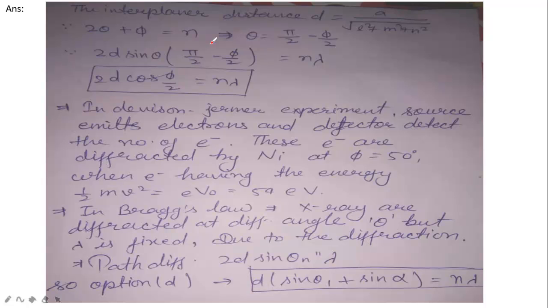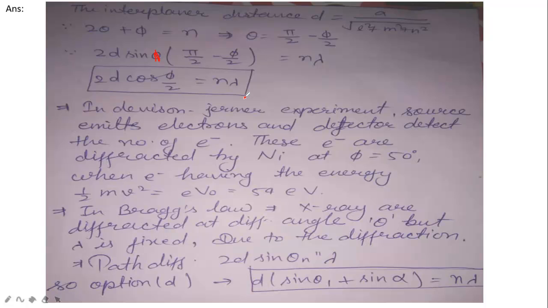And for these types of questions, the simple approach will be this. You have to solve these types of questions by using this one: 2 theta plus phi equals pi, where theta you will get as pi by 2 minus phi by 2. You will put in Bragg's law, instead of this theta, the value of theta in form of pi and phi, and thus you will get 2d cos phi by 2 equals n lambda.